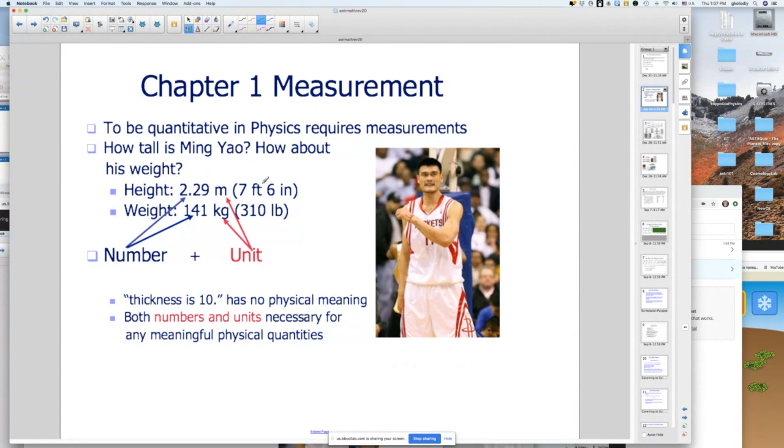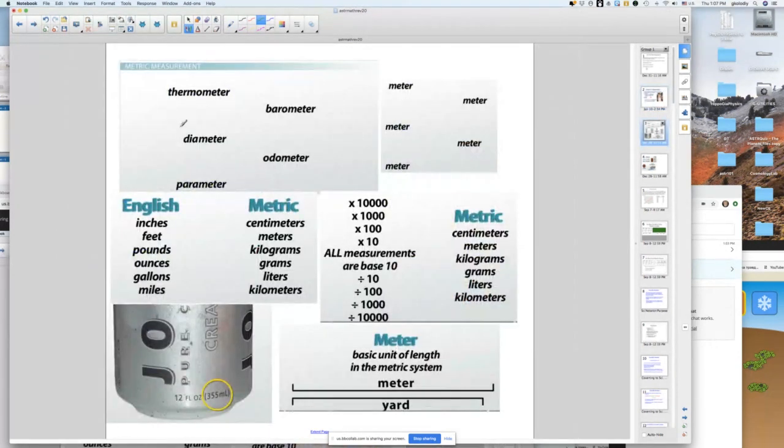In this country, we still stick to what's called the English system to measure distances and other things, like weight, for example. Again, in Europe, you would say he's 141 kilograms, and here we'll say he's 310 pounds. So every number has a unit associated with it, not just a number. And again, English units that we use here are inches, feet, pounds, ounces, gallons, miles.